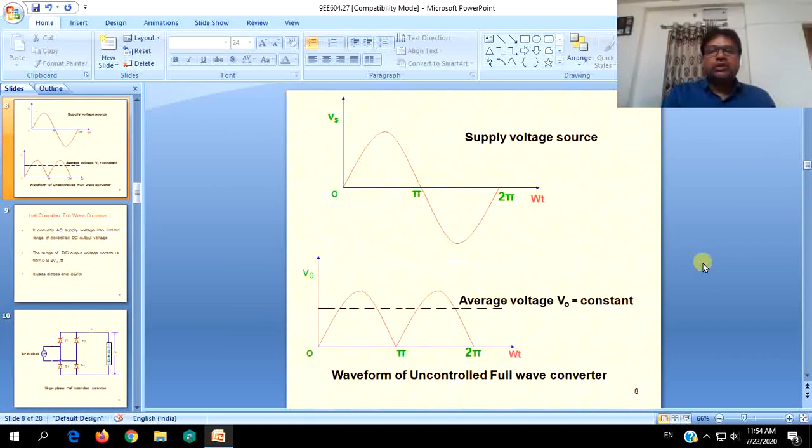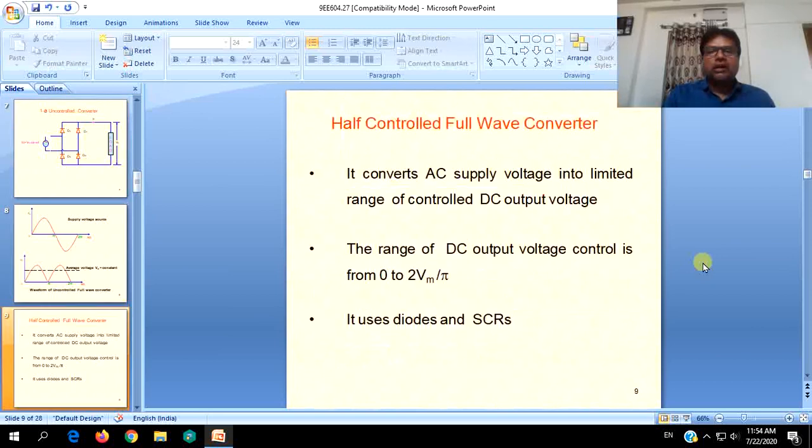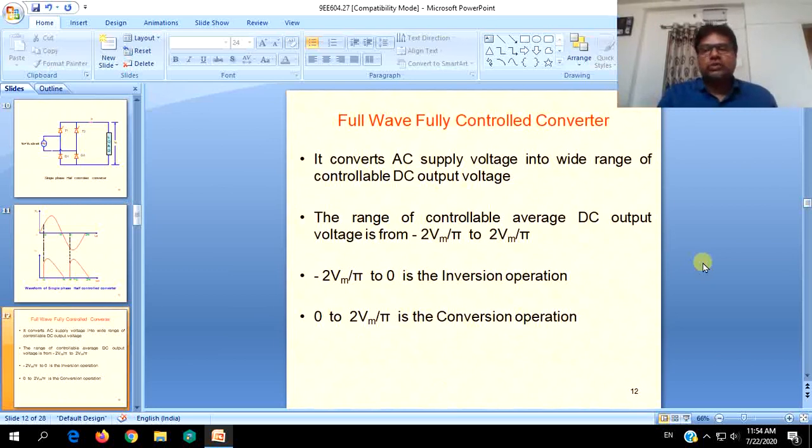After discussing these uncontrolled and half controlled full wave converters or rectifiers, we will switch over to the main topic of today's discussion, that is the full wave fully controlled converter. This can also be called a full wave controlled converter simply. You need not say fully. If it is said as controlled converter, it is understood that it contains all controllable devices.